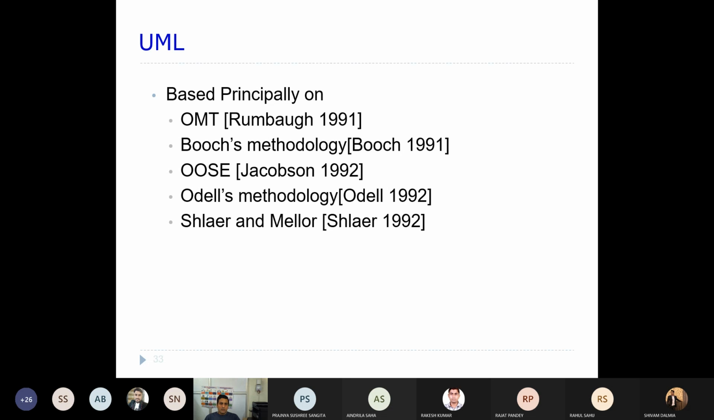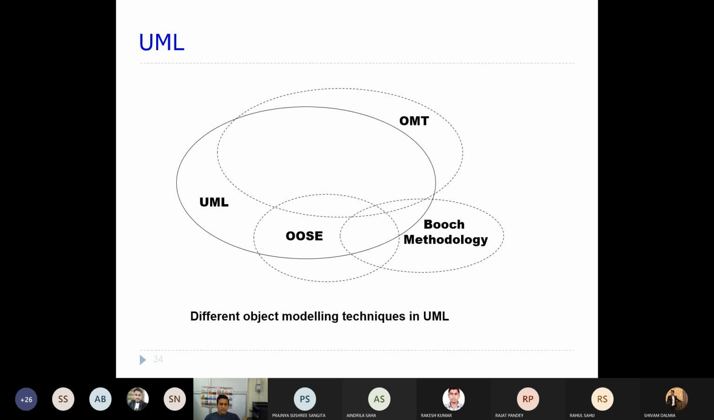You can see there are different methodologies, but after taking all of these methodologies into account, it was formed as the Unified Modeling Language, right? So now we'll see what it is all about. Initially it was like this: there was the Object Modeling Technique, the Booch methodology, and the Object-Oriented Software Engineering methodology. Now, by taking the better notations and many advantages from all of these, it became UML, the Unified Modeling Language.